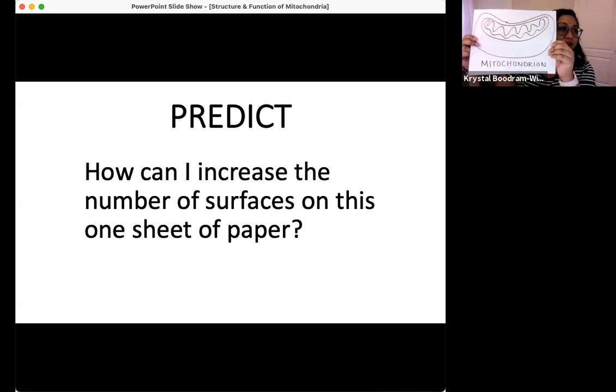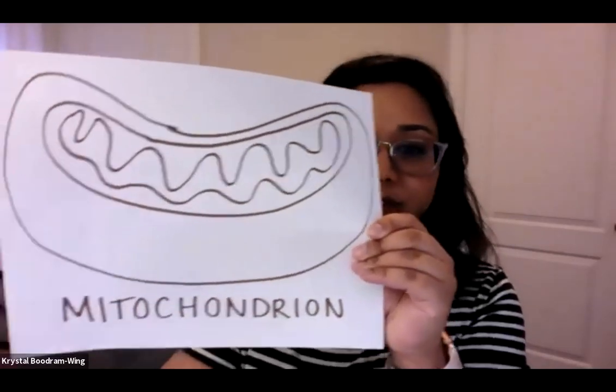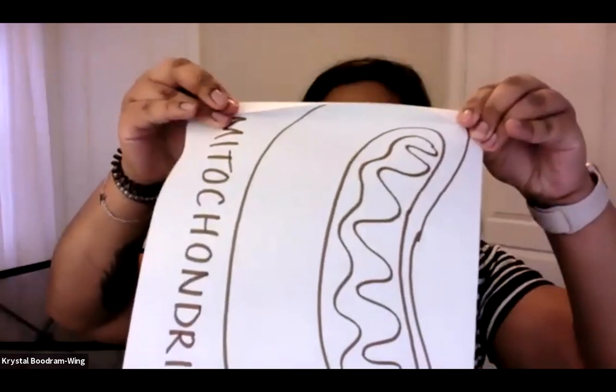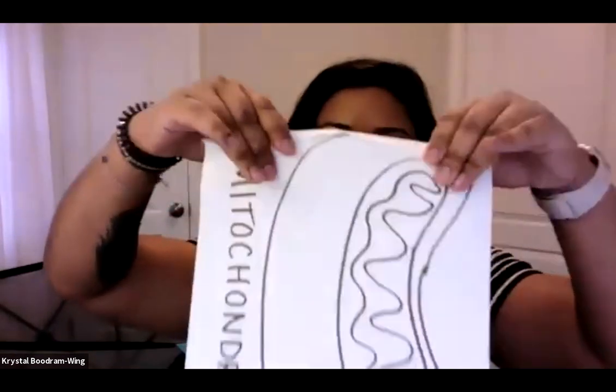All right, and so now we're going to see what I do to increase the number of surfaces on this sheet of paper. I'm going to try to do this in the air so that you can see, so bear with me. Oops, that did not come out the way that I wanted it to.